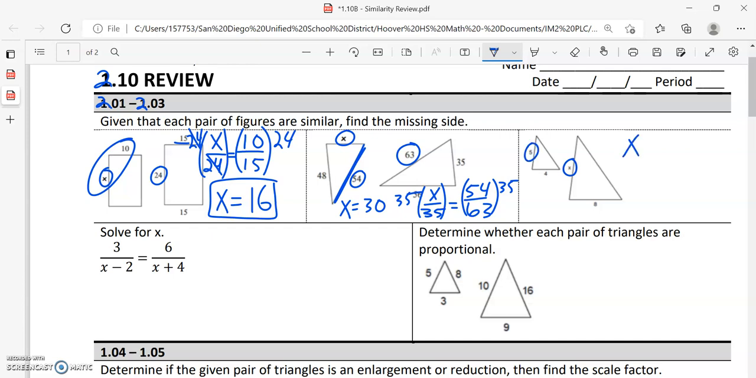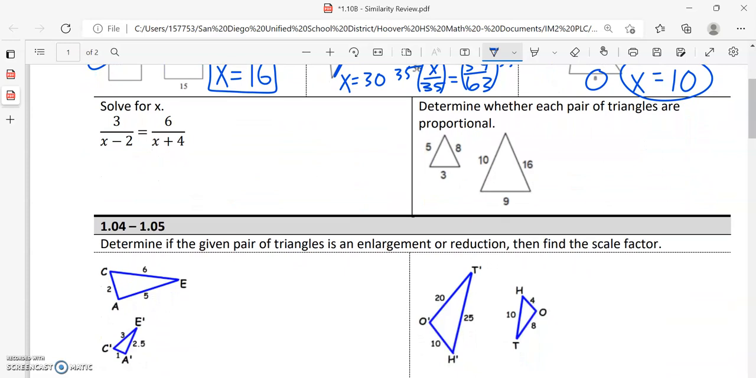And finally, this last one, here's our x. So x over 5 is equal to 8 over 4. Multiply both sides by our denominator. Cancel, cancel. X equals 8 times 5 is 40. Divided by 4 is 10.